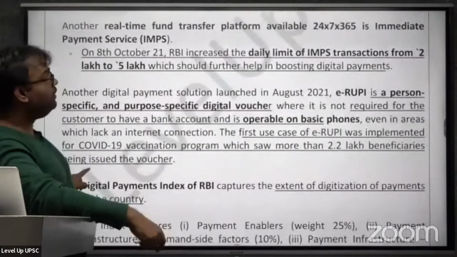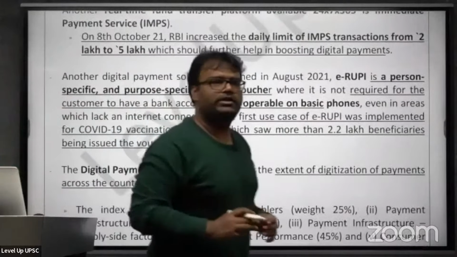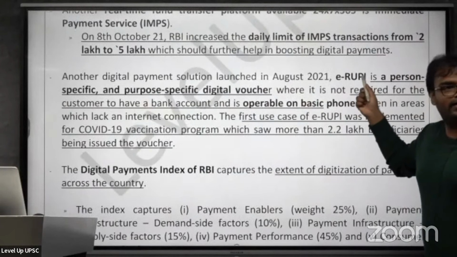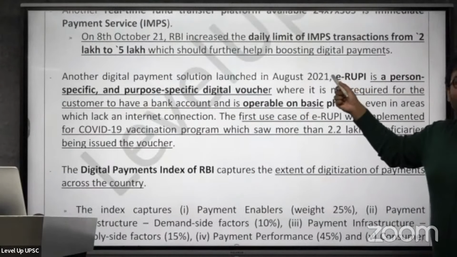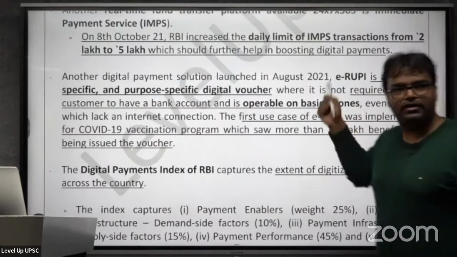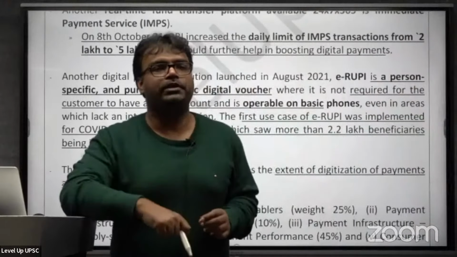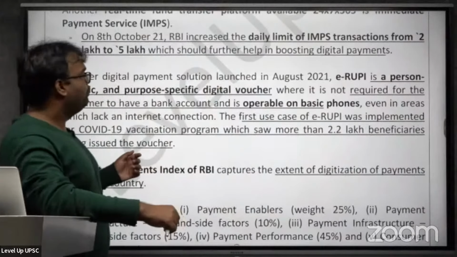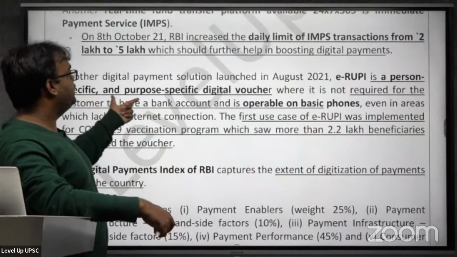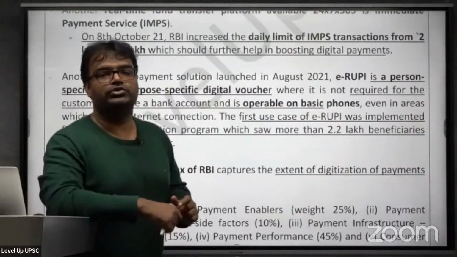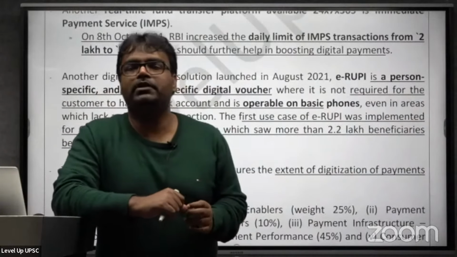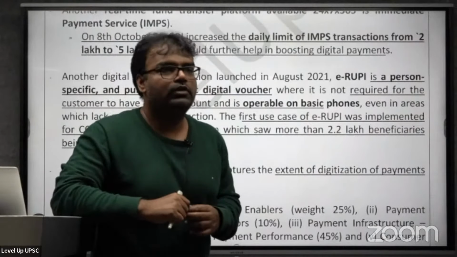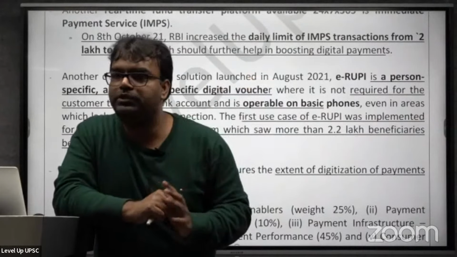Okay. Then e-rupee. Though we'll study it in detail, here look, in e-rupee, it is RUPI. Now, what is e-rupee? Under the e-rupee mechanism, the idea is to promote a person-specific, purpose-specific digital voucher. So basically, under this system, let's say the government of India wants to give Anvita 1,000 rupees for buying books.